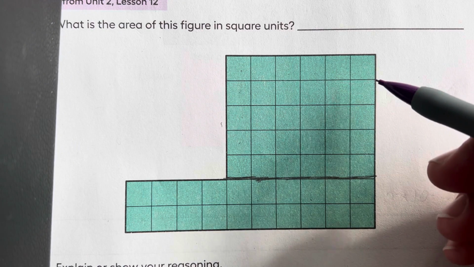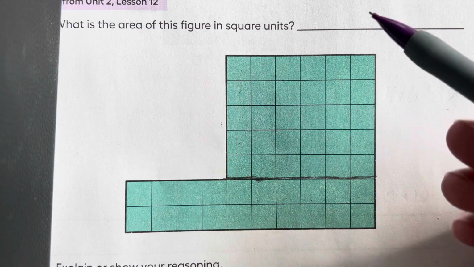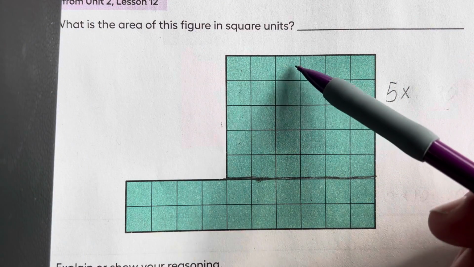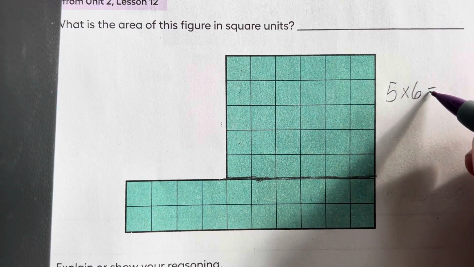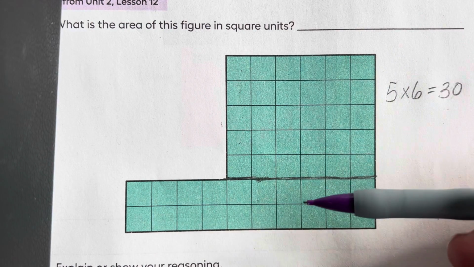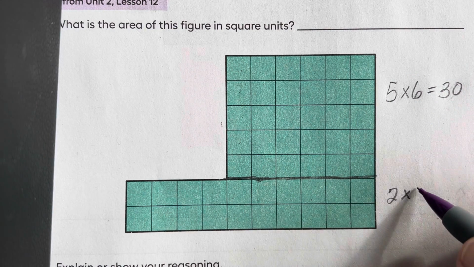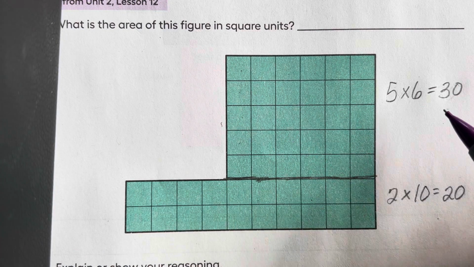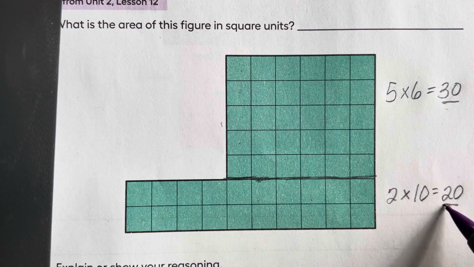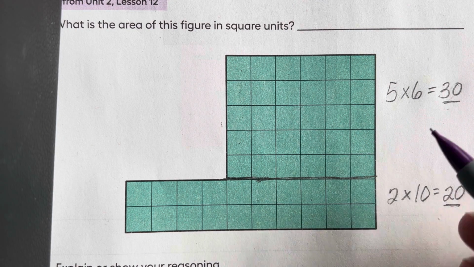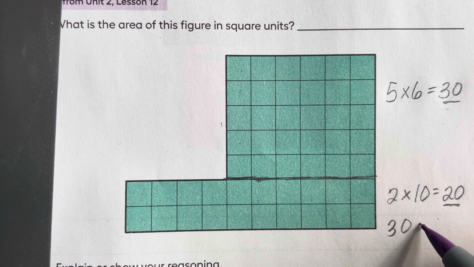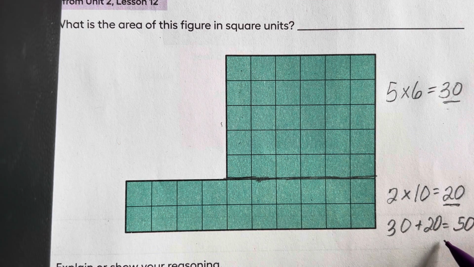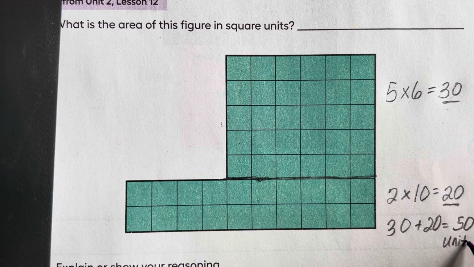So I'm going to break it apart right here, but there's other ways you could break it apart too. First, I'm going to do this part right here. We have 1, 2, 3, 4, 5 rows times 1, 2, 3, 4, 5, 6 columns. 5 times 6 equals 30. Down here we have 2 rows, and then we have 10 going across. 2 times 10 equals 20. To get the area for the whole thing, we have to combine this area and this area because we're recombining these two shapes. 30 plus 20 equals 50. 50 units squared.